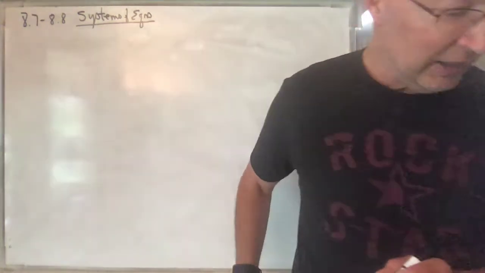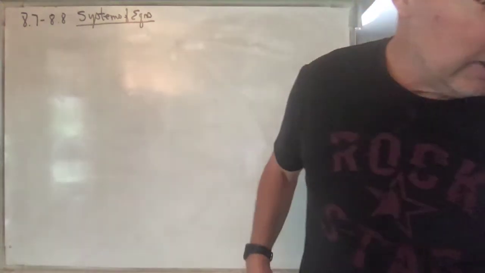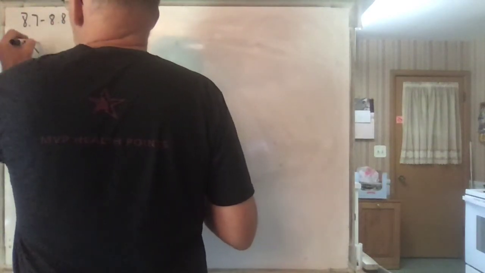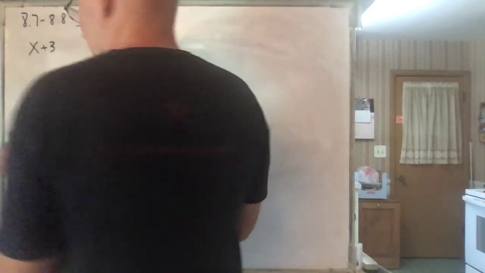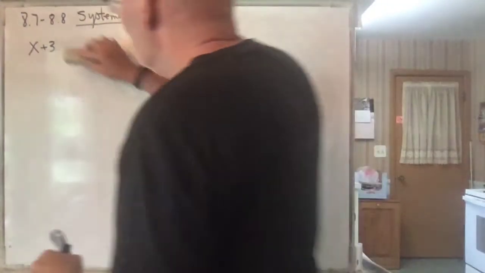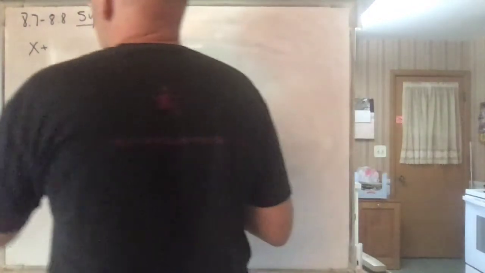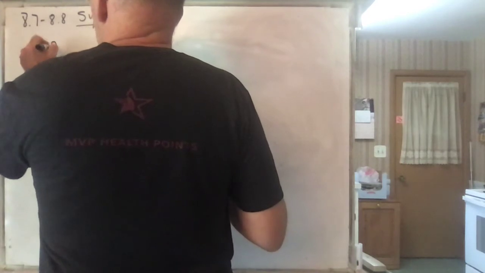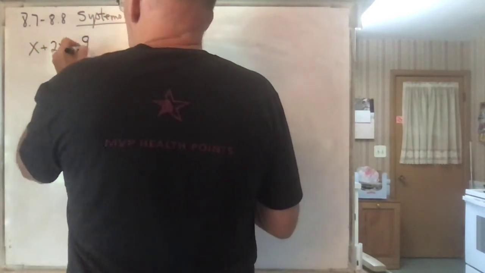Systems of equations, the next section in Chapter 8. Recall that way back at the beginning of the course, we mentioned that Descartes was the person who came up with a way of showing that you can either solve things geometrically or solve things algebraically. And this is what we're going to show today.